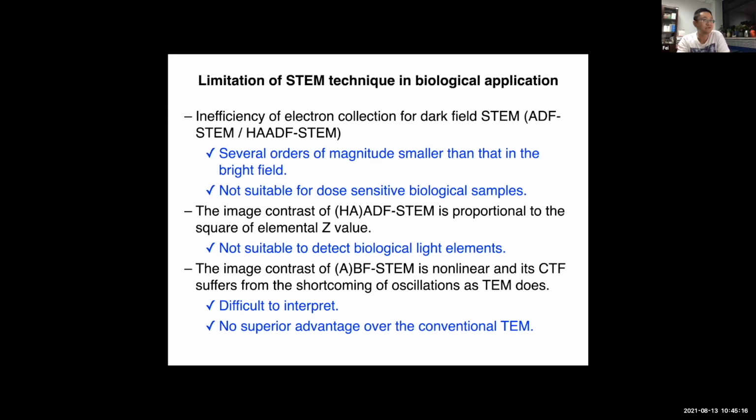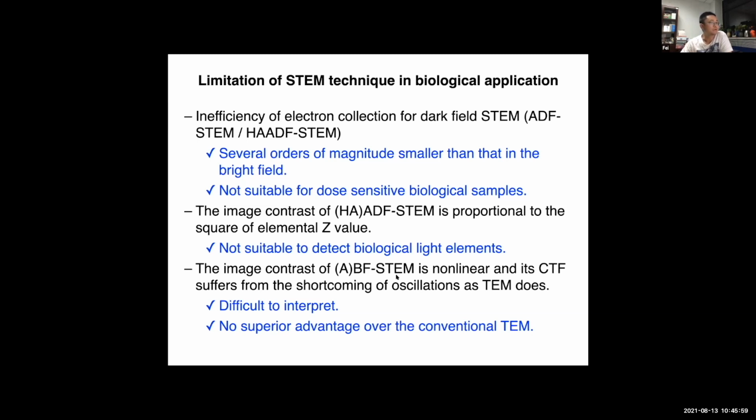There are a couple of reasons. The first thing is that for dark field STEM, the electron collection efficiency is quite low. It's several orders of magnitude smaller than in bright field. So it's not suitable for sensitive biological samples. And another thing about dark field STEM is the contrast. Its contrast is proportional to the square of the elemental Z value. That means for dark field STEM, only heavy atoms are sensitive. So we cannot see the light elements.